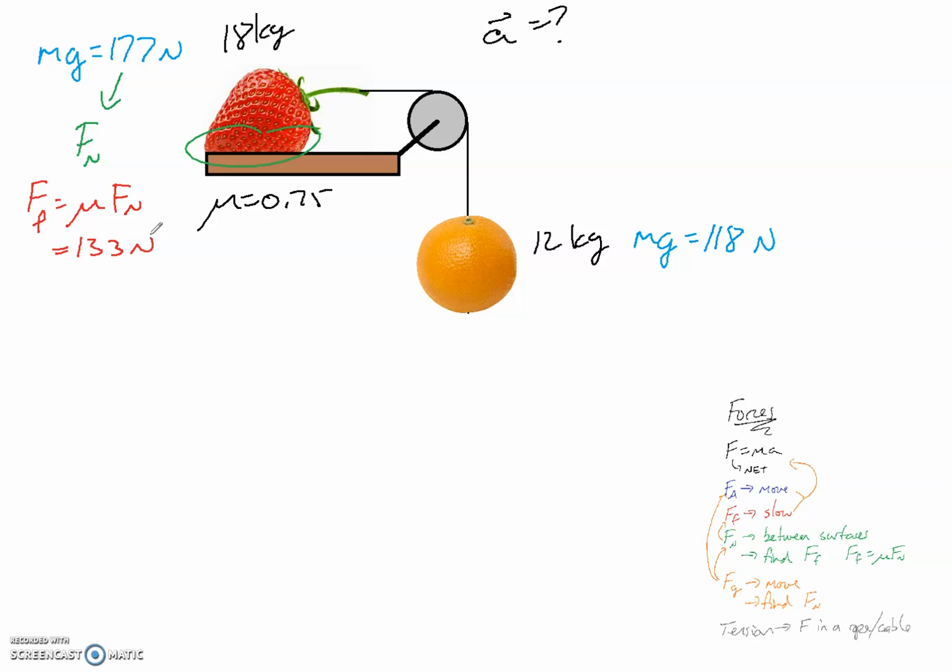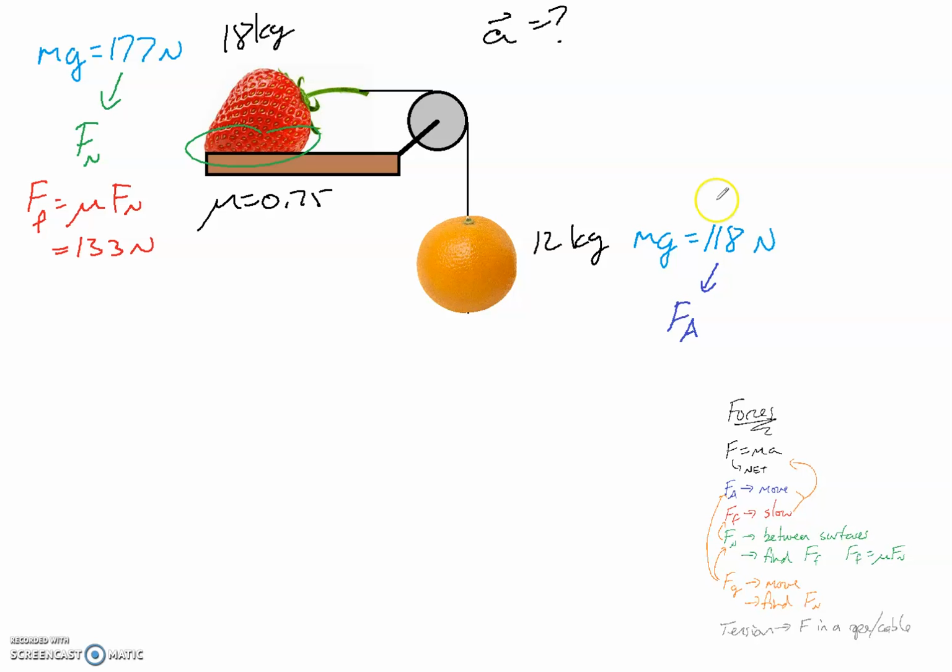If I look at my orange and see what's going on with my orange, that 118 newtons is trying to move everything. So this is also going to be my applied force. That is how much force is trying to actually move it. If I cut the string, the strawberry wouldn't go anywhere. So the orange is the only thing actually supplying an applied force.